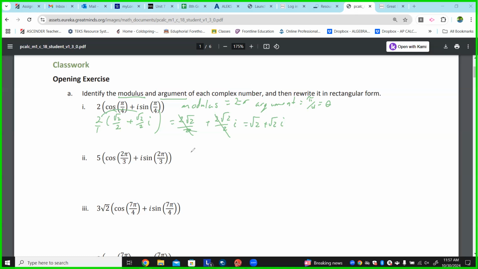All right, same process here. What is my modulus? 5. What is my argument? Two pi over 3. Okay. Gotcha. And again, you just pull it straight from that. So now I'm going to work it out. At cosine 2 pi thirds, what do I got? Very good. And what is sine 2 pi over 3? Perfect. And then now what do I do?